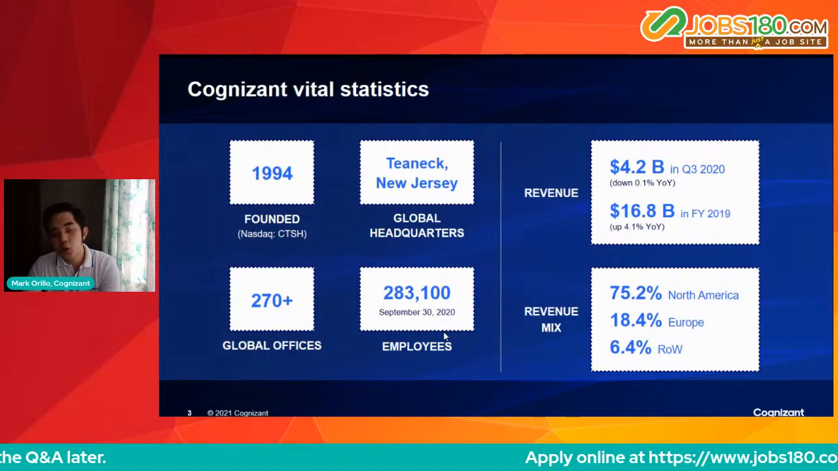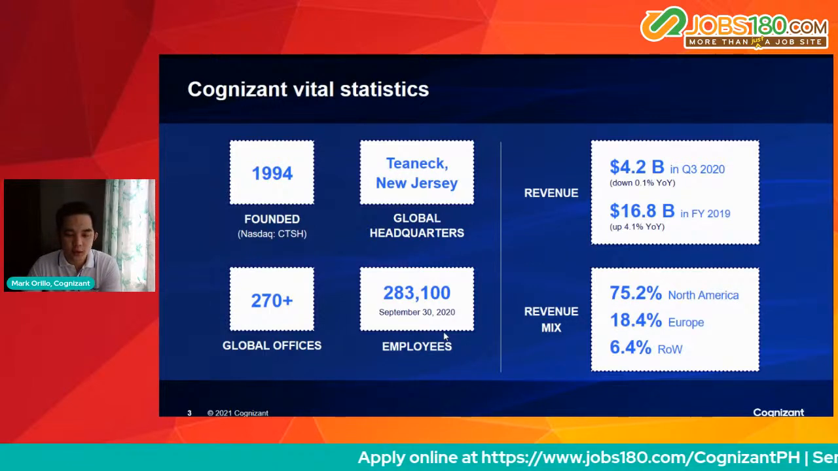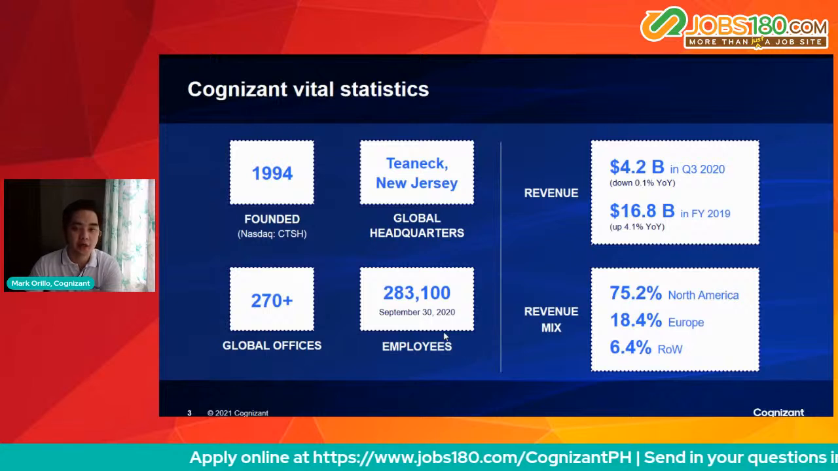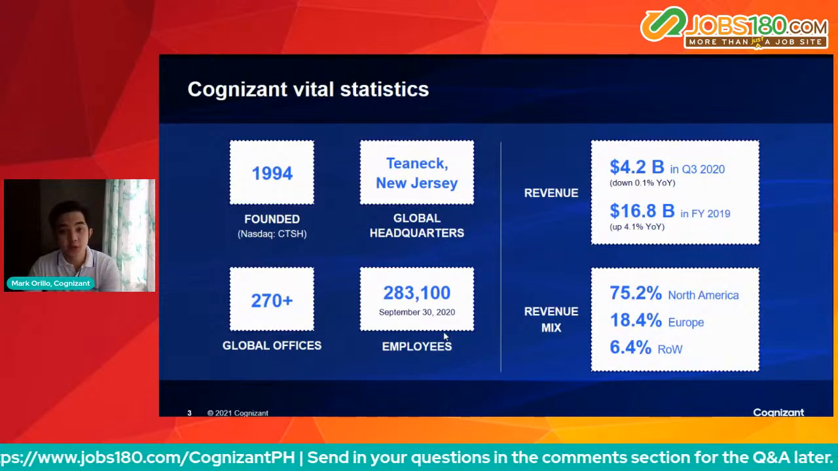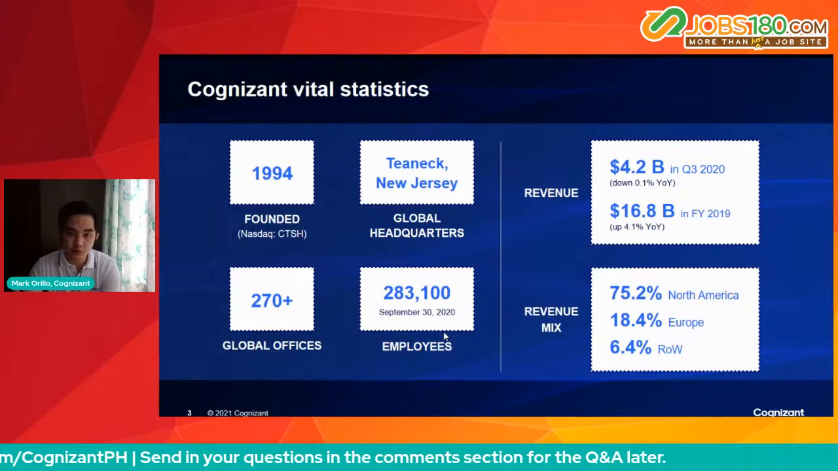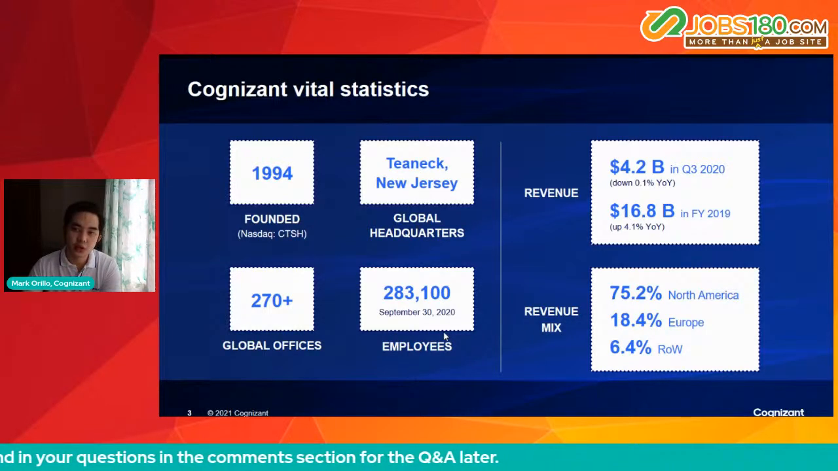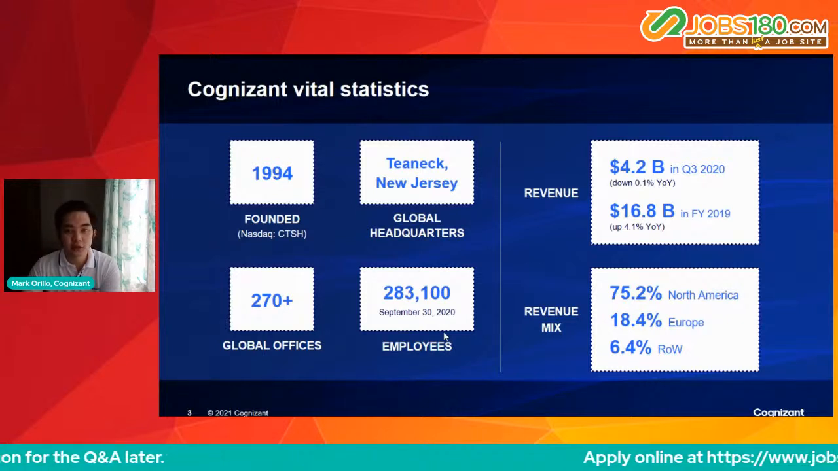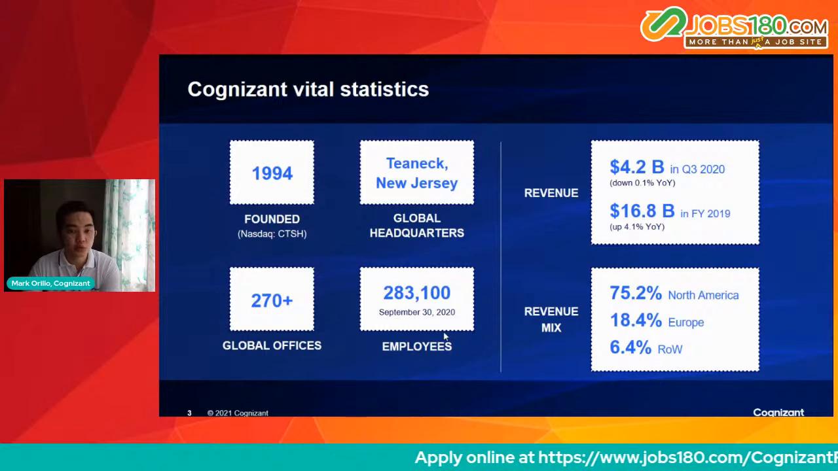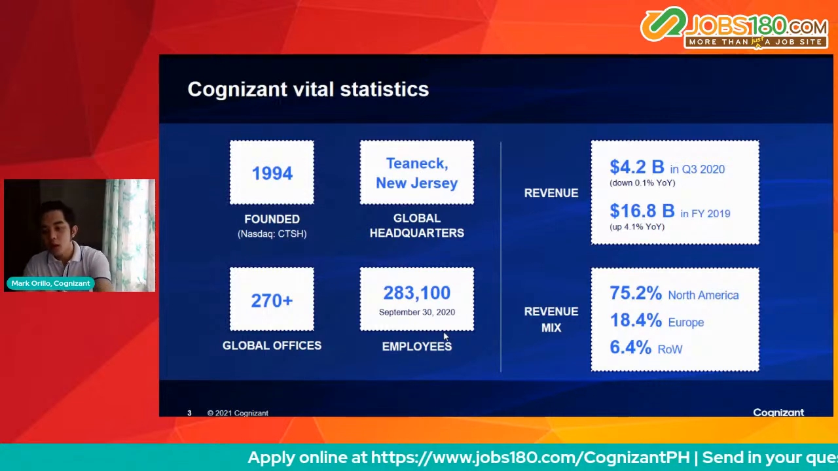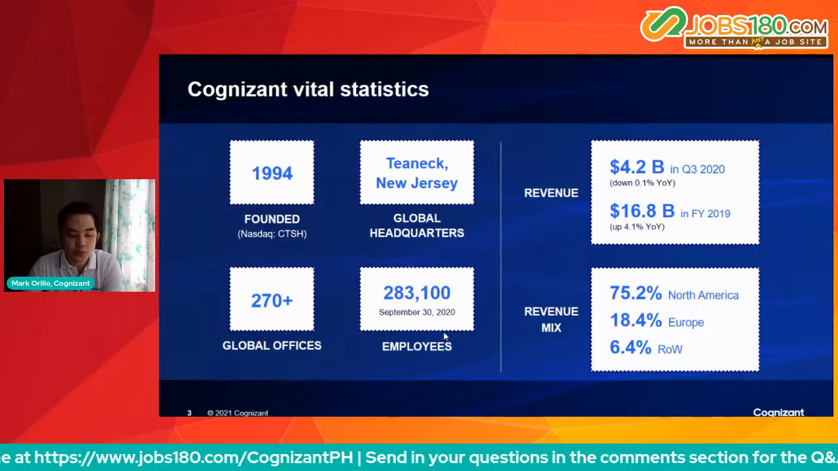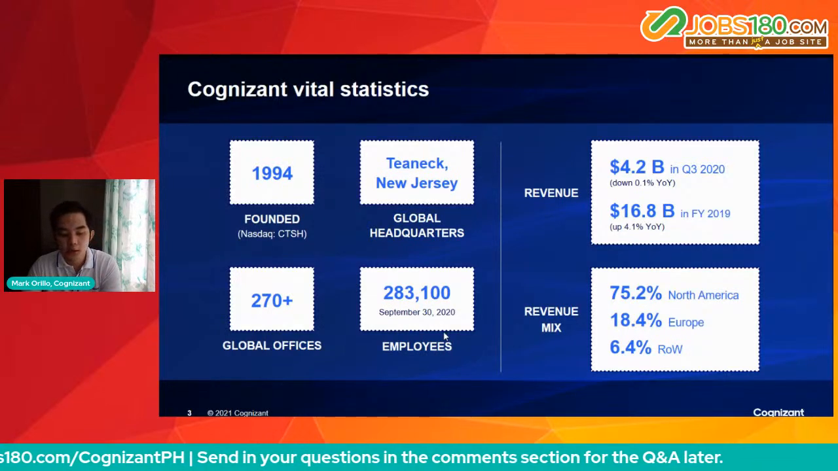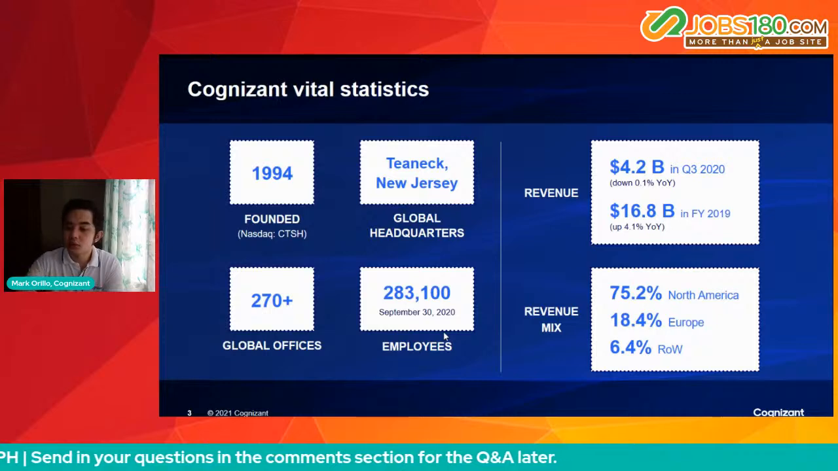We also support our clients using different languages. We hire Arabic, Korean, and Mandarin speakers. So if you know someone or have relatives who know how to read and write in any of these languages, you may refer them to Cognizant. Also, despite the global pandemic situation, we were able to increase our revenue by 4% year over year.